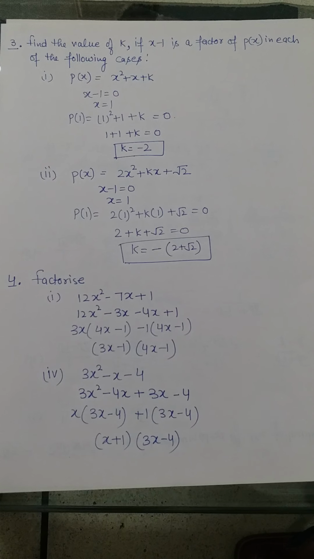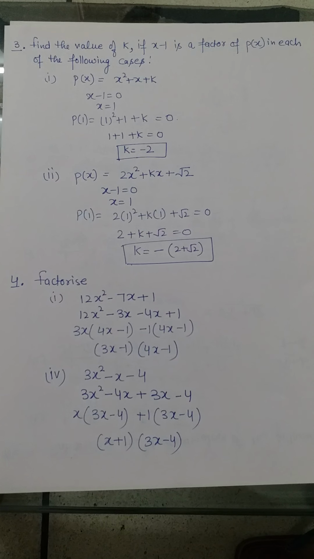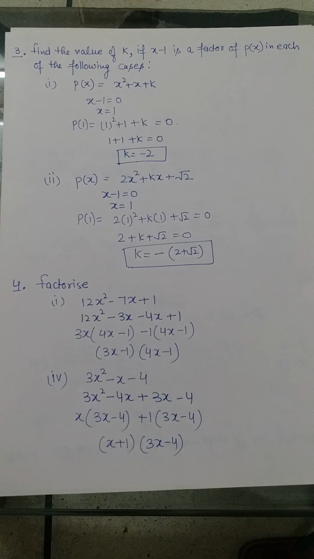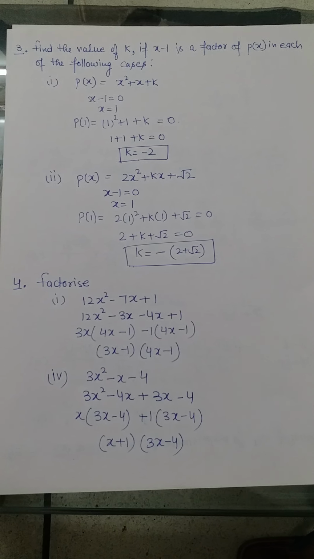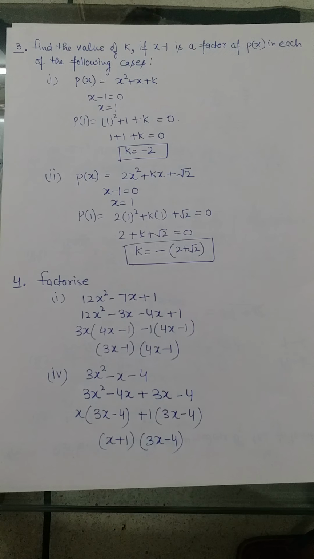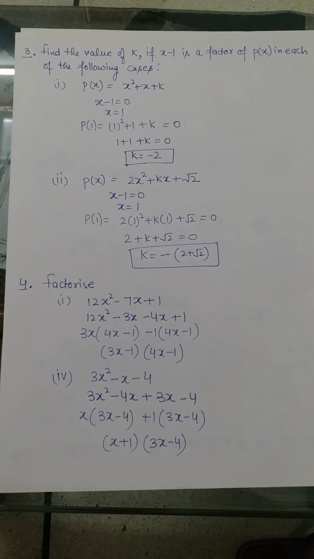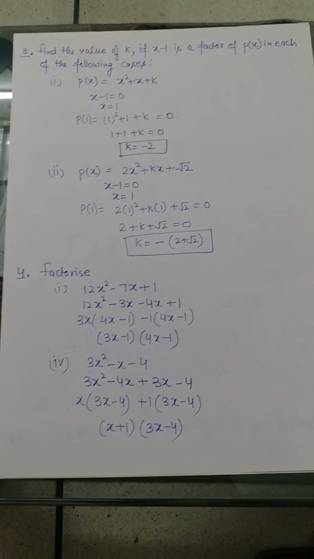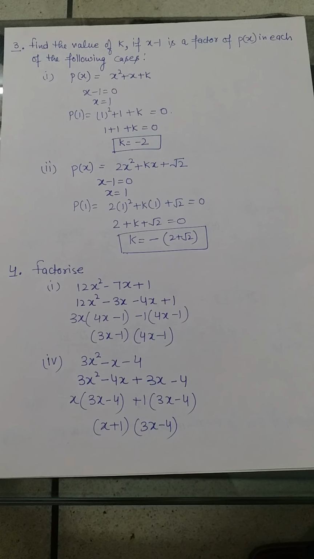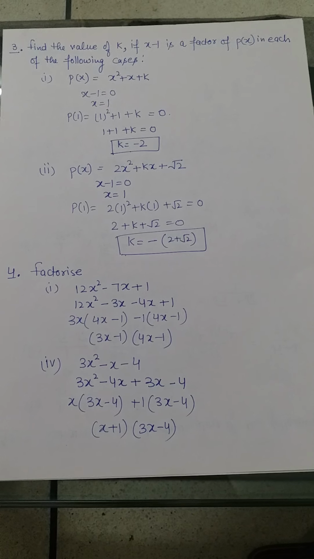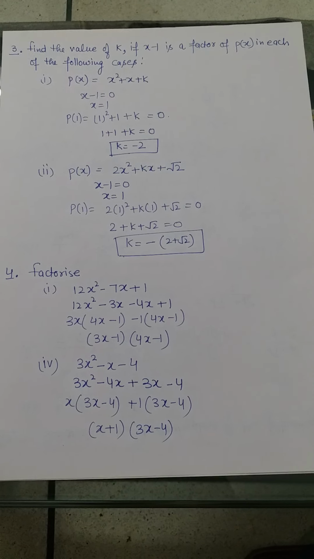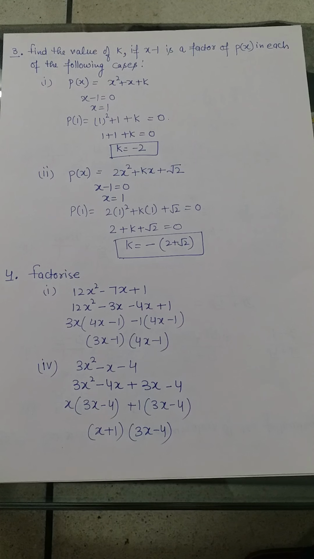Now in question number 4, we have to factorize. As it is given that it is a quadratic polynomial, we can factorize it by using middle term splitting. If you remember middle term splitting, we have to check the sum and product. How to check the sum and product? Sum is the coefficient of x. Here the coefficient of x is minus 7. So that is our sum.